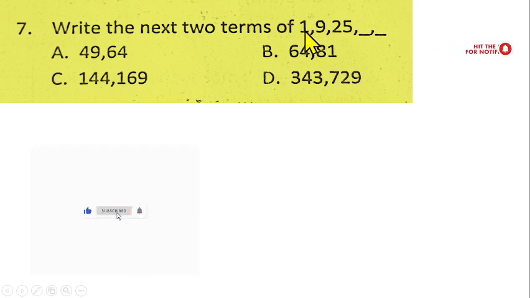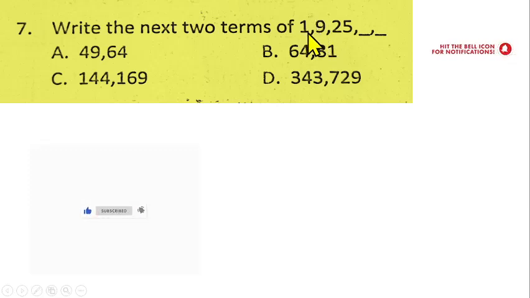So if you raise the power of 1 to 2, that will give us 1. This next number should be 3. If I raise 3 to power 2, that will give us 9. Then the next number should be 5. If I raise 5 to power 2, that will give us 25. That means the numbers we are having here are generated by odd numbers raised to power 2.